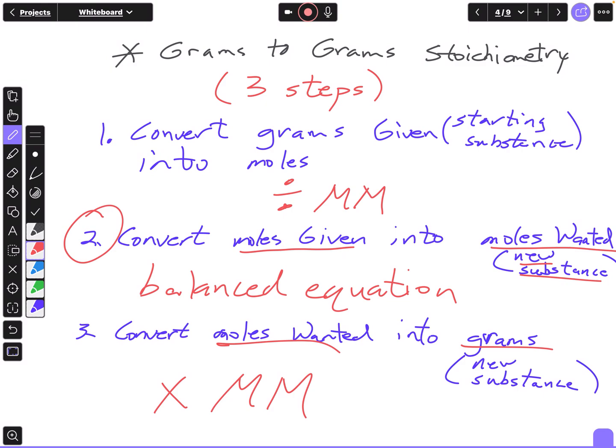But how about if we were given moles as a starting substance instead of grams? Well, if that was the case, we wouldn't have to do step number one. We'd only have to do step number 2 and 3. I told you earlier when we did videos that someone could write these steps down on the board where you could see those. I don't mind if you do that while we have a test. Just these 3 steps right here for gram-to-gram stoichiometry.